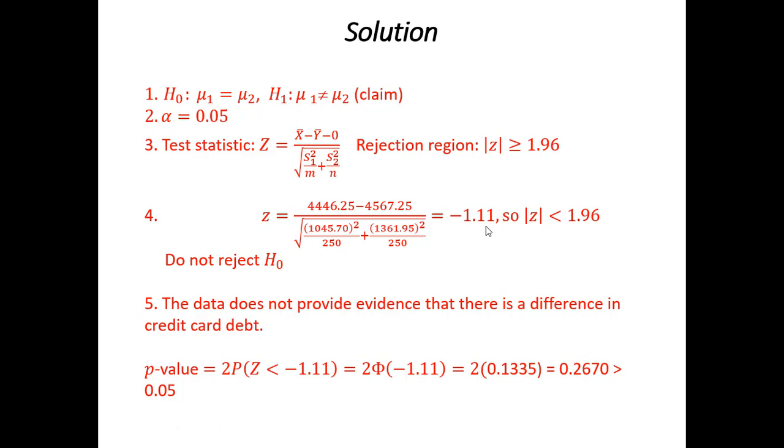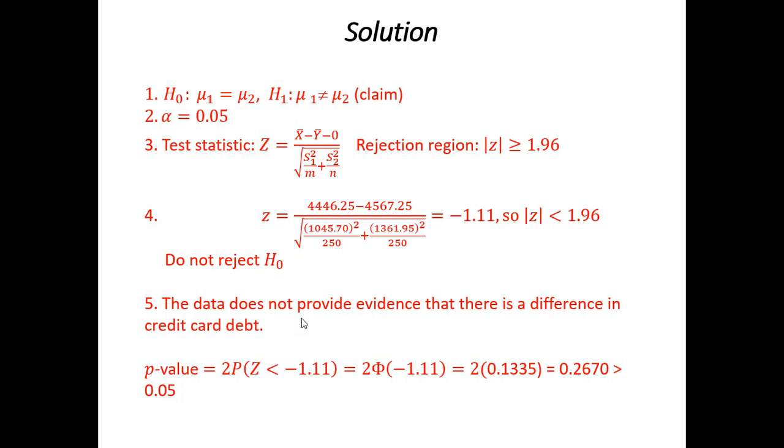So this would have an absolute value that's less than 1.96. So we are not in the rejection region. So we do not reject the null hypothesis. A summary statement might be that the data does not provide evidence that there's a difference in the credit card debt. Now, what about the p-value?